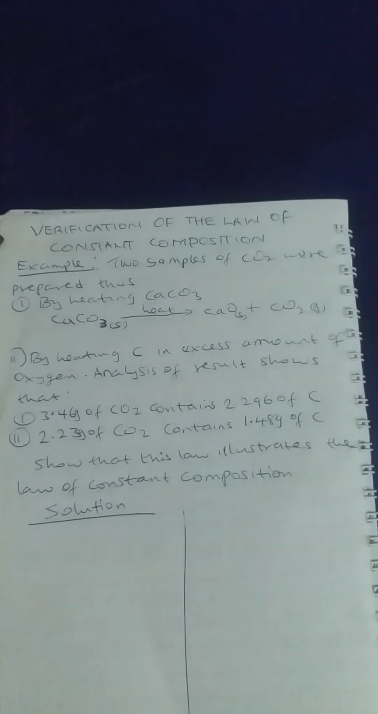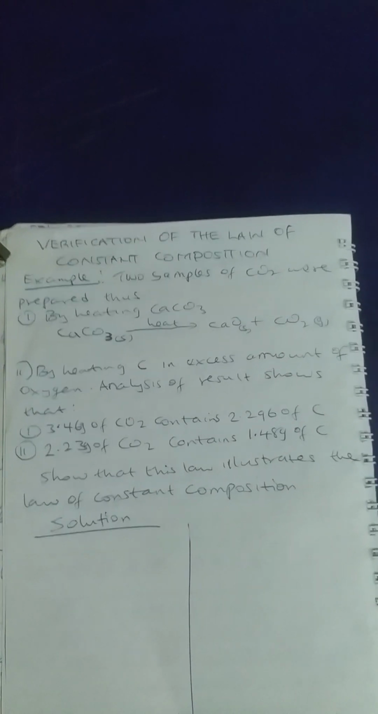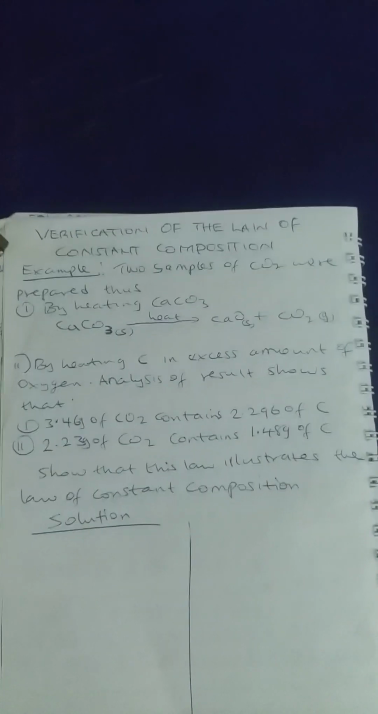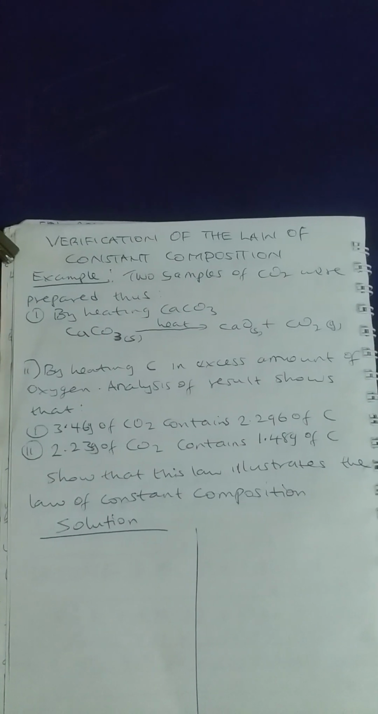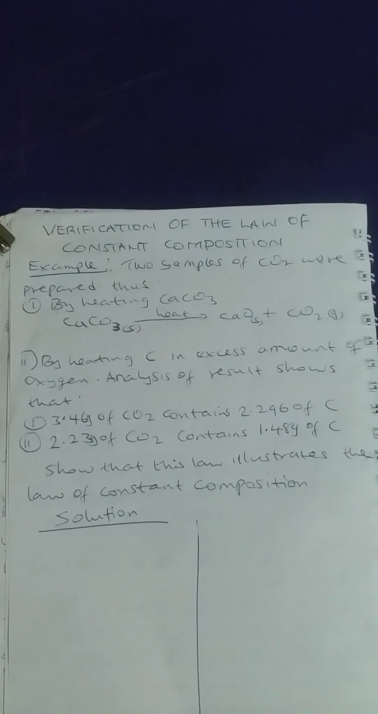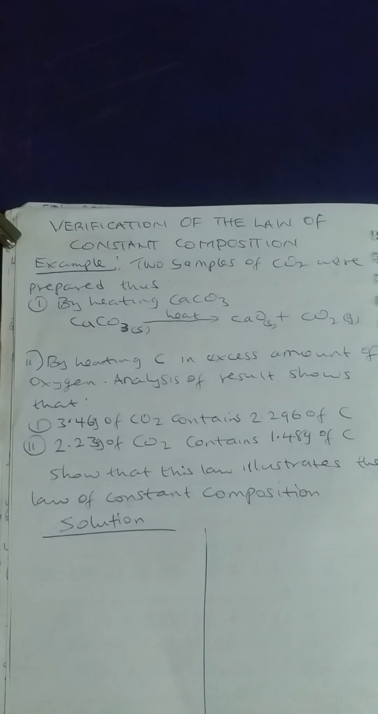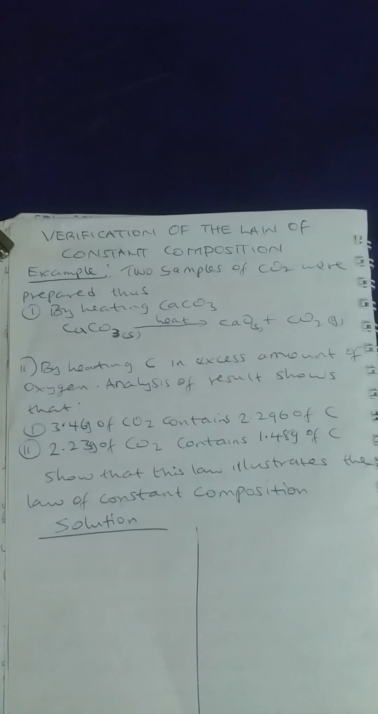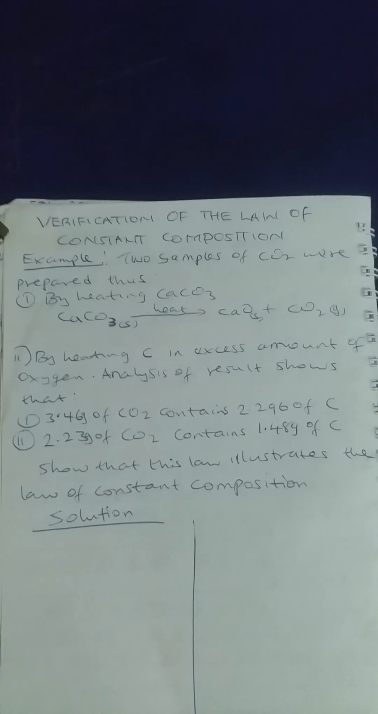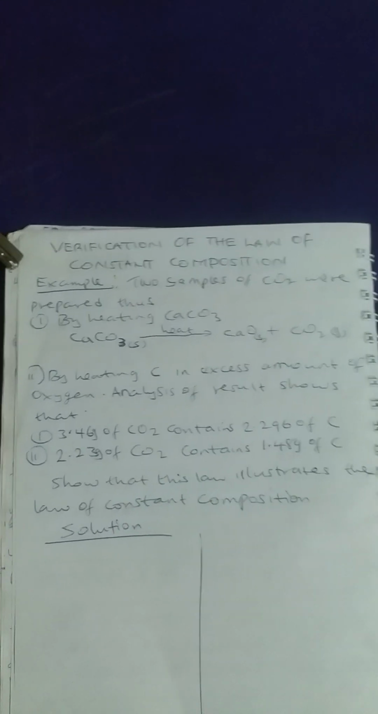Now look at this question. Two samples of CO2 were prepared thus. You have one by heating calcium carbonate. You see the equation there. Number two, by heating carbon in excess amount of oxygen. Analysis of results shows that number one, 3.46 grams of carbon dioxide contains 2.296 grams of carbon. Number two, 2.23 grams of CO2 contains 1.48 grams of carbon. Show that this illustrates the law of constant composition. Show that the proportion of oxygen or carbon in each compound is the same.